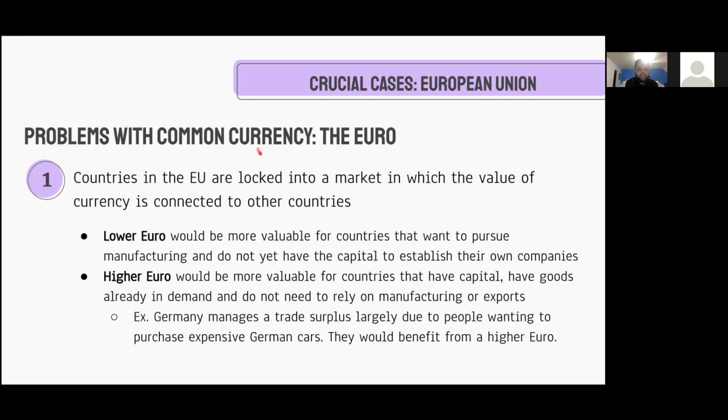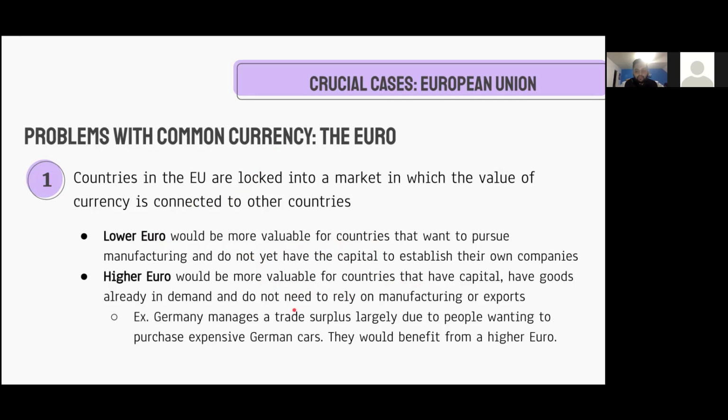So if you had a lower valued European currency, a lower valued euro, this would be really good for countries that wanted to pursue manufacturing and don't have a lot of capital to establish their own domestic companies. A higher euro, though, would be really valuable for countries that have capital in demand and don't need to rely on manufacturing exports to fuel their economy.